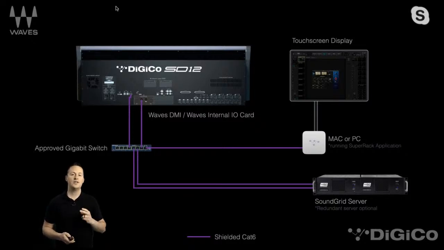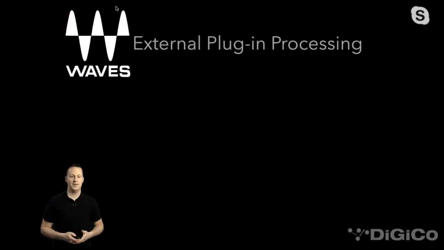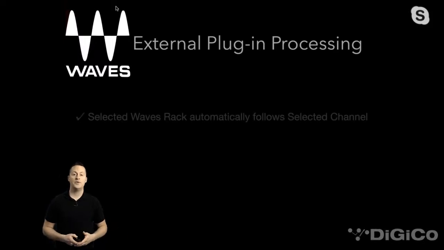You'll notice that there's actually two lines going to the console, to the SD12 in this case. One is going to that DMI card for audio, which is what just about every other console will allow you to do when you connect to Waves, but the second connection is actually going to the DiGiCo control port, and this is how we integrate them together. So the idea is that we can take control of Waves and have it act as one with the DiGiCo system. So what do you get with Waves when you integrate it?